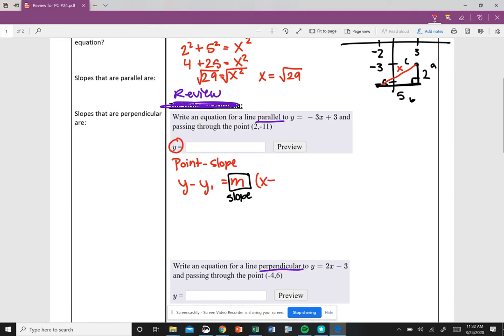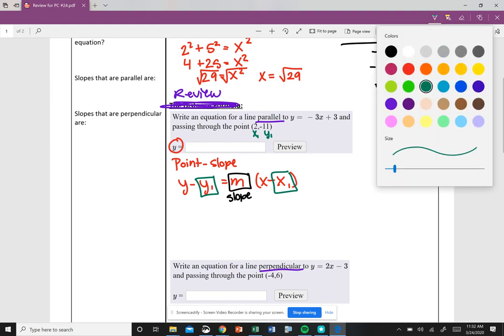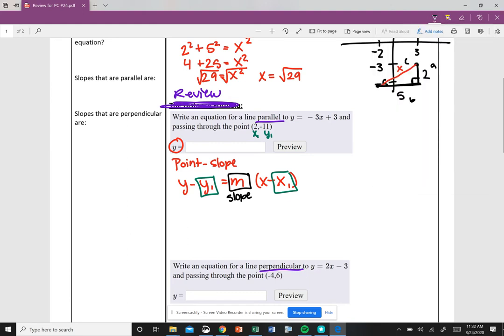And then x minus x1. Now, the cool thing about y1 and x1 is these are just from a point. So this is x1, this is y1. So I already know those two. So I already know this part of my equation. I have y minus negative 11 equals, now I need to decide my slope. I haven't decided on that yet, x minus 2. And I'm getting both of those from the points. So that goes there. Okay.